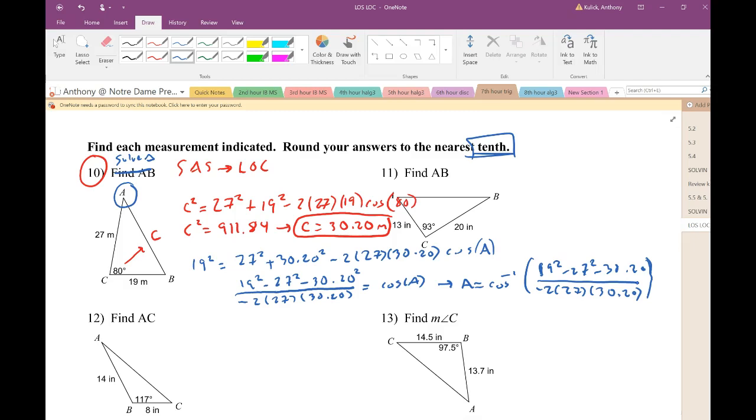Yeah, there's a bunch of parentheses that need to be in there, right? I need a parenthesis around my entire numerator. And then I need a parenthesis around my entire denominator. And then I need a parenthesis closing my cosine inverse. Everybody happy there?